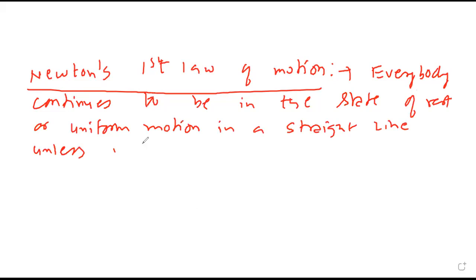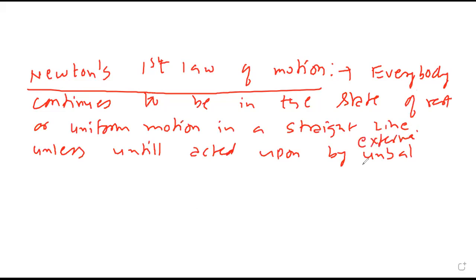unless or until acted upon by an external unbalanced force. That means if the summation of all the forces is zero, then the body will be said to be in equilibrium. So Newton's law states that a body is in equilibrium if external forces are balanced. Okay?